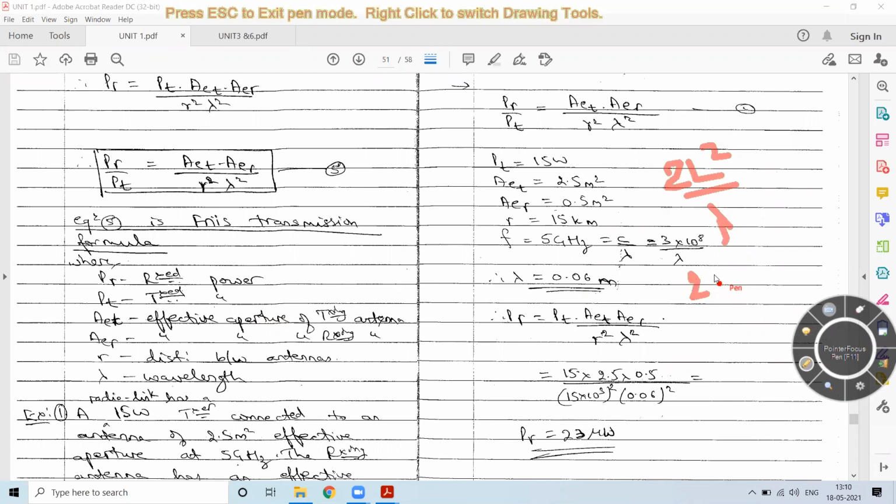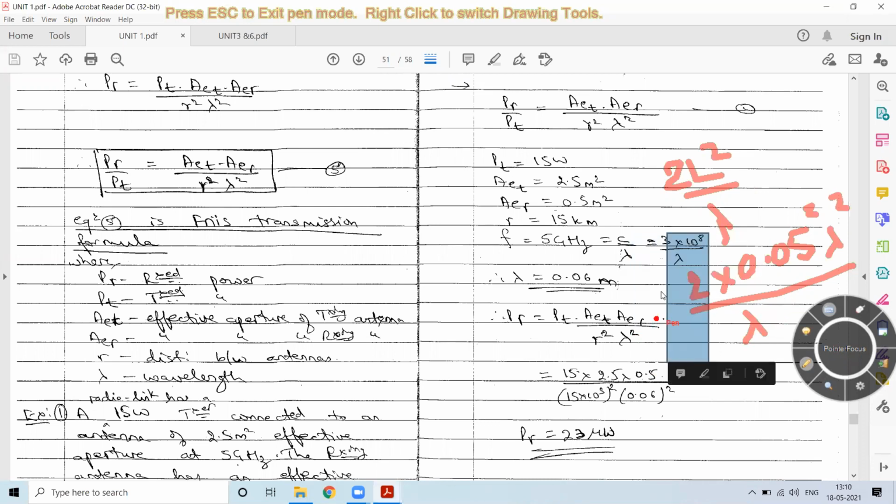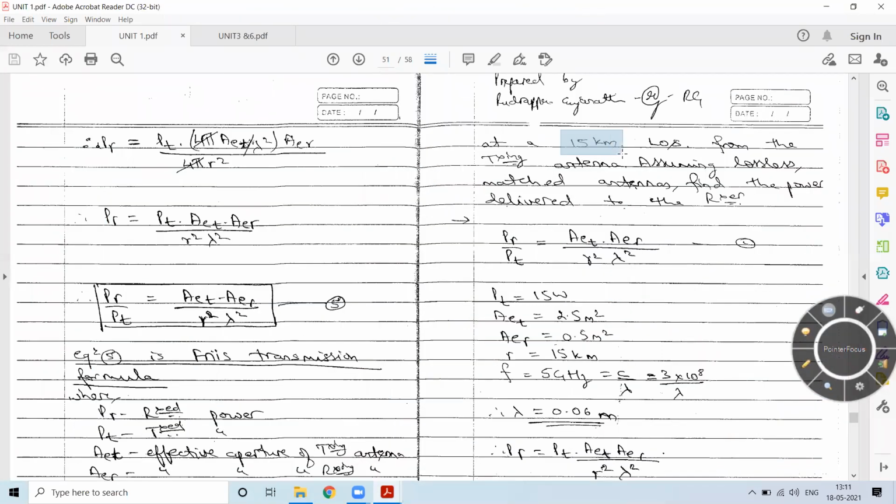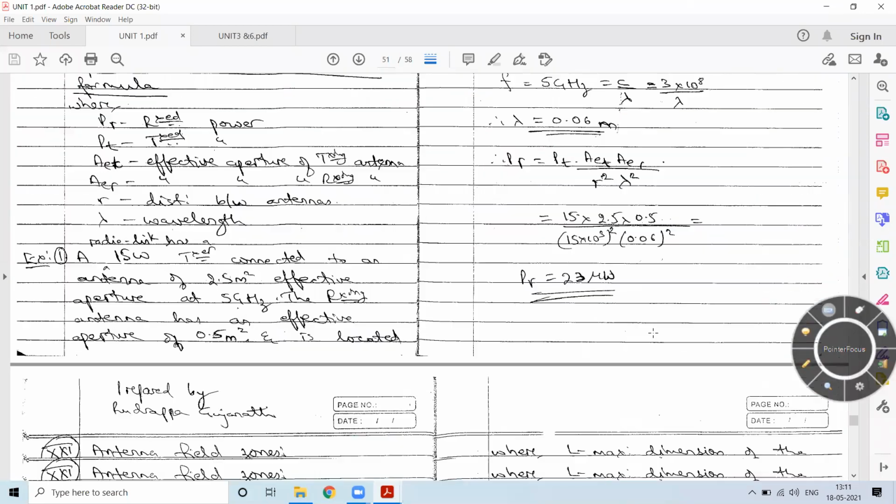So if I happen to measure 2 into L square, I consider it as 0.05 square into lambda square, that is L replaced with 0.05 lambda. And in this case, I have lambda over here. So when I estimate this entire parameter, I'll get one certain value. Based on that value, I can specify whether this point is under near field or far field.